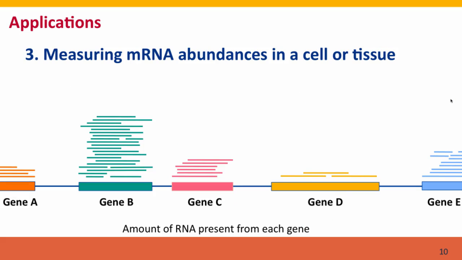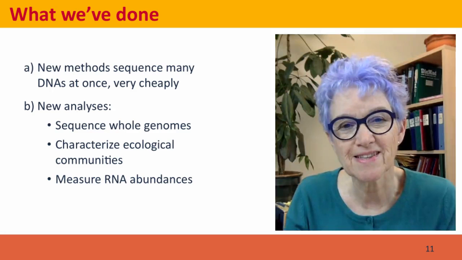We can then basically count the amount of RNA sequence that we get for each gene in the genome, and that tells us how much RNA is present in that cellular tissue from each gene. So this is a gene that's expressed at a very high level. This is a gene that's hardly expressed at all.